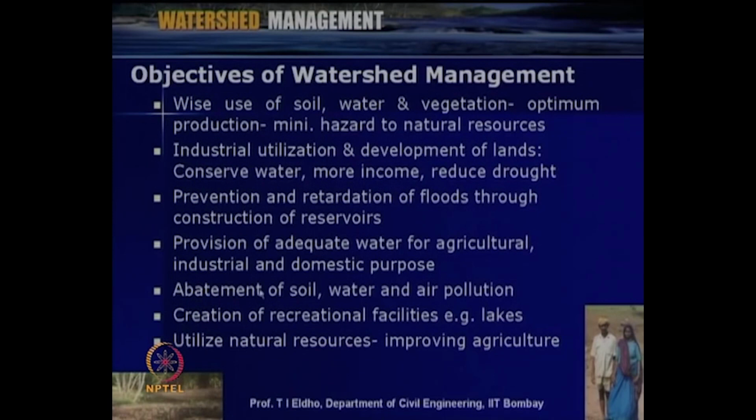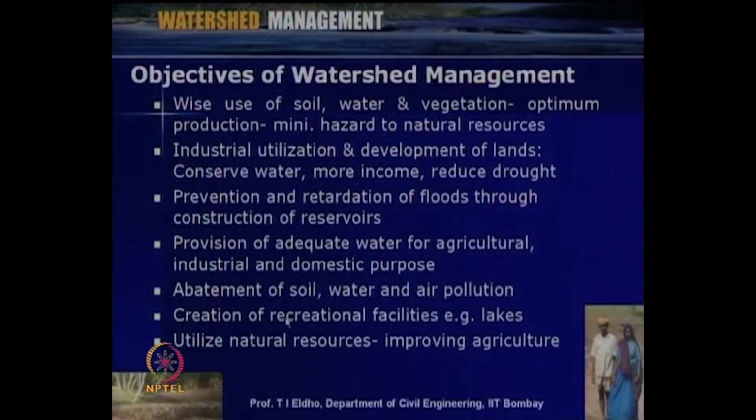Then some other objectives like abatement of soil, water and air pollution. Of course, pollution is a major problem in many areas. So, we have to see that the land is not polluted, the available water is not polluted, and due to any industrialization or its effect, air is not polluted. So, this can be another objective for the watershed management plans. Then some other objectives like creation of recreational facilities. For the particular area, we can construct lakes or ponds, so that we can have the facility of recreation. And then also the objective can be the utilization of the natural resources, so that we can have improved agricultural practices and better production from the land.